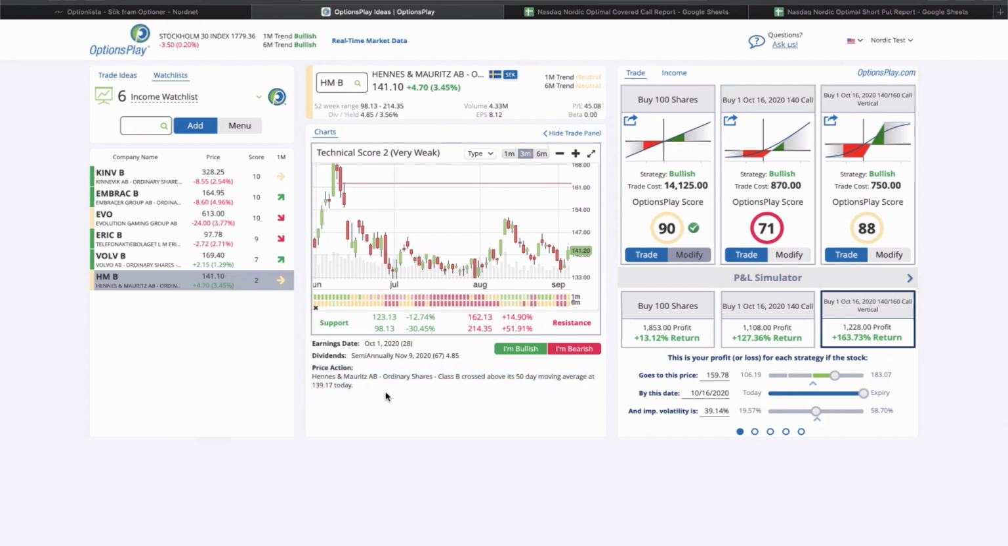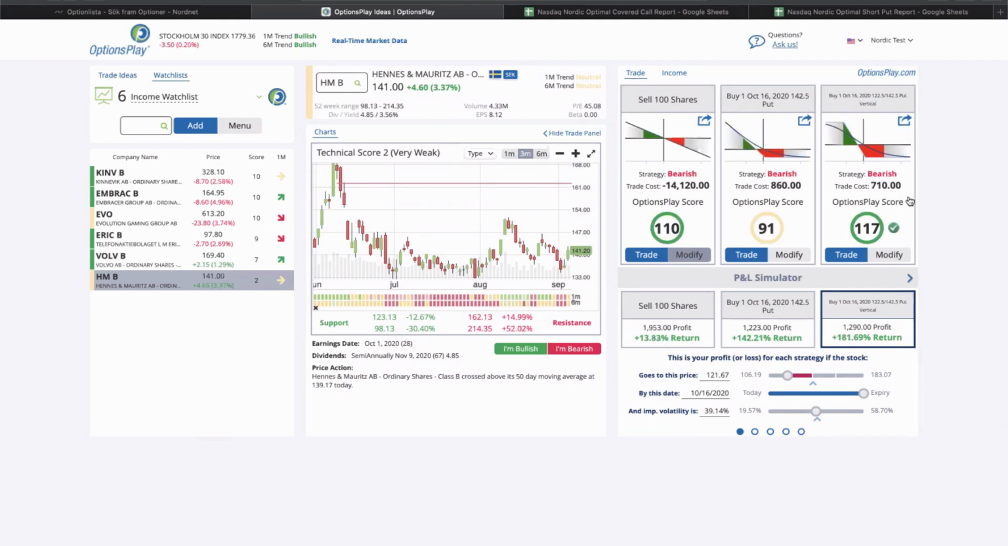Now, for those of you that are looking to speculate on an underlying stock, meaning you have a bullish or bearish view on a stock, there are two buttons here. You can click on I'm bullish, and we'll show you 3 bullish strategies for that stock, or you can select I'm bearish and see 3 bearish strategies.